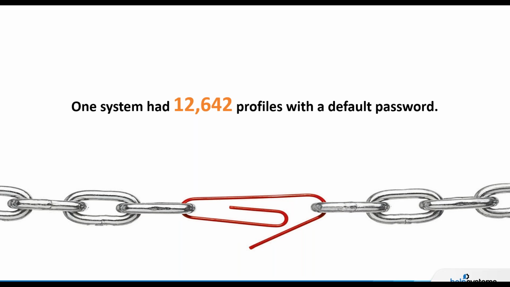Now, one of the systems we had had over 12,000 profiles with a password that mirrored the name of the profile. So my user ID is Robin and my password is Robin. So this particular system had over 12,000 profiles that fell into that category. The average, however, granted, being skewed a little bit by this number, is over 180 profiles per system. So this is a very easy way for somebody to abuse a system simply by guessing or brute forcing their way through the credentials.